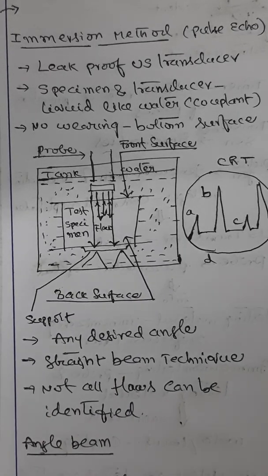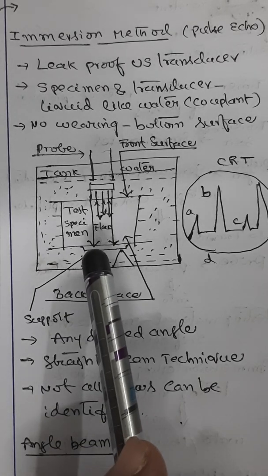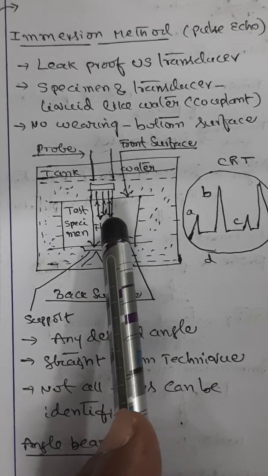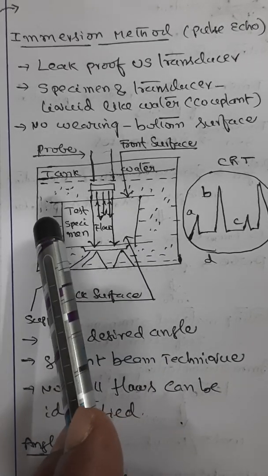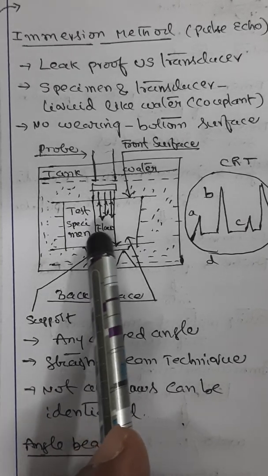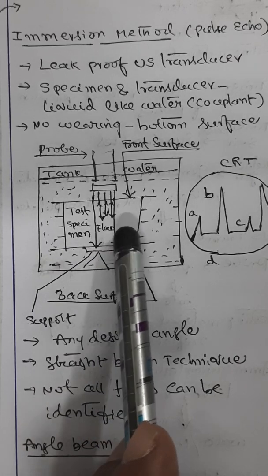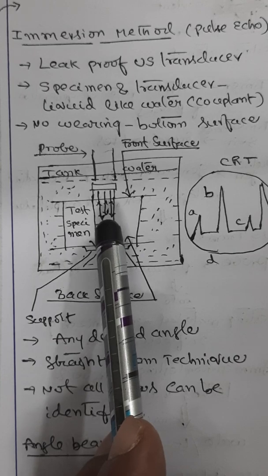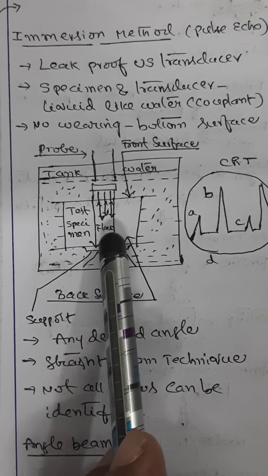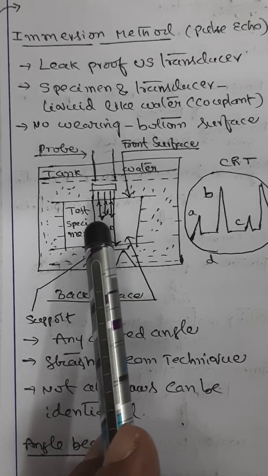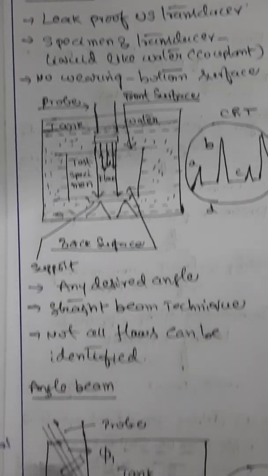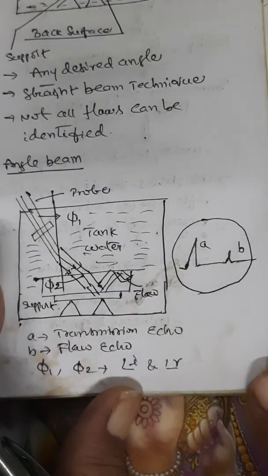When you look at the other technique, there is a drawback here: not all flaws in the test specimen or material to be tested can be identified by this technique, because this is a straight beam technique. Therefore, in order to identify all types of flaws in the given specimen, this technique cannot be applied. We have to apply another technique called the angle beam technique, which is mainly used for specimens having a curved surface. Here also we can get information about the flaws present in the curved regions. That technique is known as the angle beam technique.